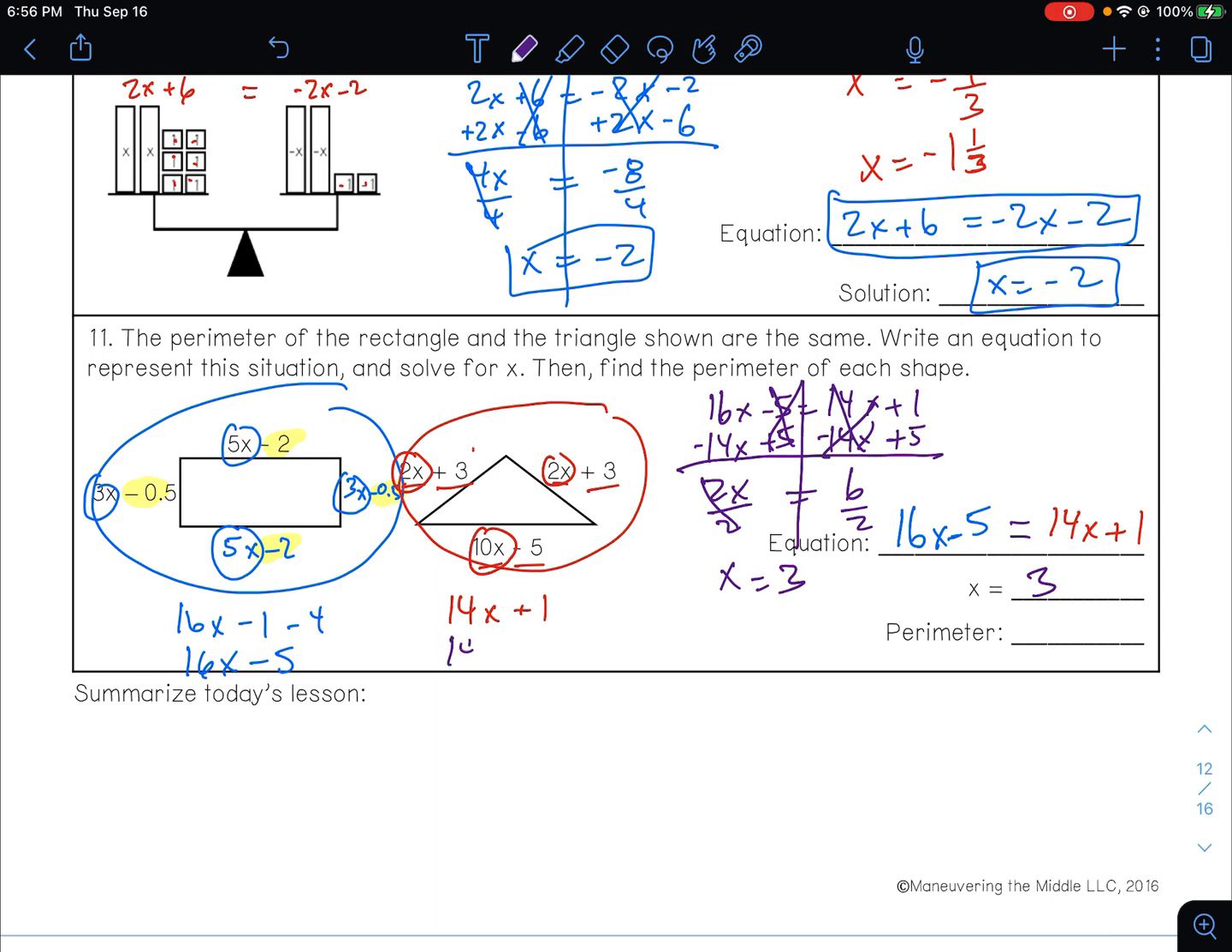So 14 times 3 plus 1, that's 10, 20, 30, 42 plus 1, which is 43. I believe the perimeter is 43. Now, let's make sure. Let's plug it into the 16x minus 5. So 16 times 3 is 15, 30, 45, 48. Minus 5. 48 minus 5 is 43. Yeah, that's 43, and that's that.